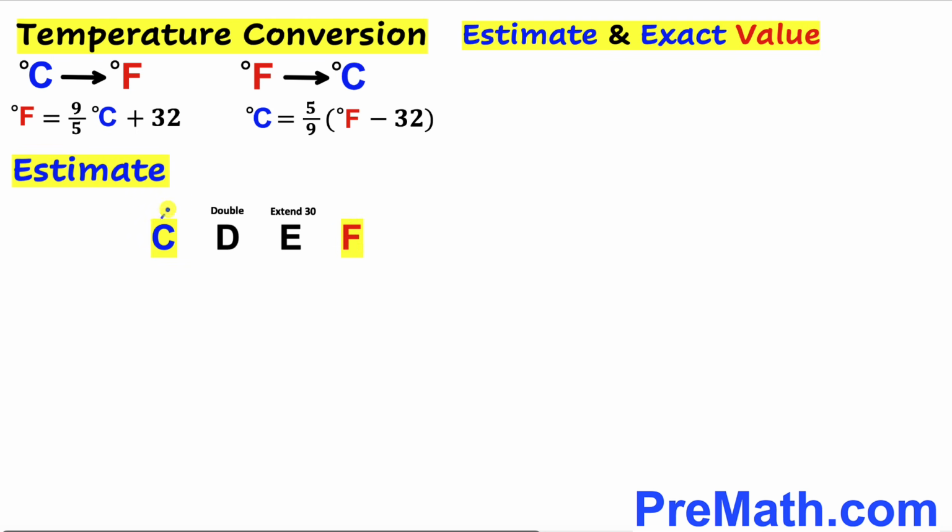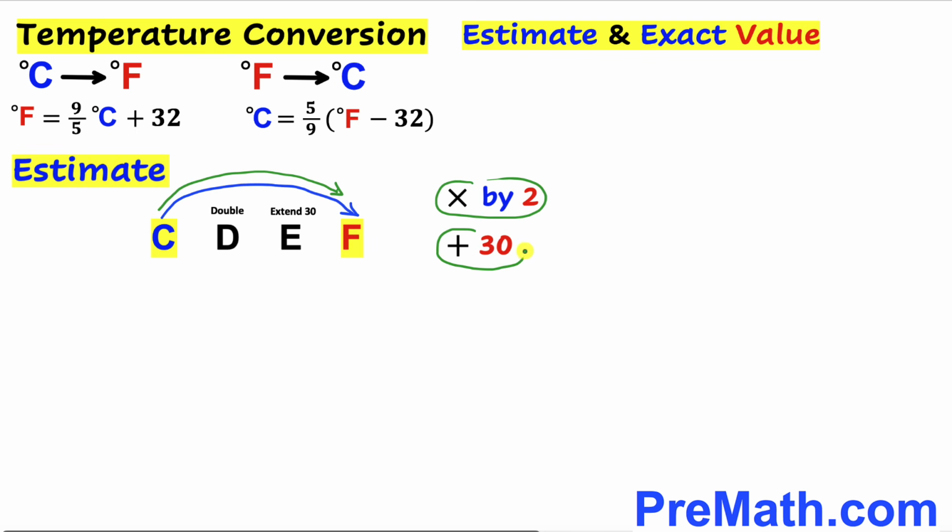So therefore, if we go from C to F, in other words, we are going to do the conversion from degree Celsius to Fahrenheit, then our very first step is going to be D stands for double. That means we are going to double the value of C. And the next step is E stands for extend by 30. So after doubling, we are going to add 30 as well to get temperature in Fahrenheit. So therefore, from Celsius to Fahrenheit, we are going to multiply by 2, and then we are going to add 30 to it.